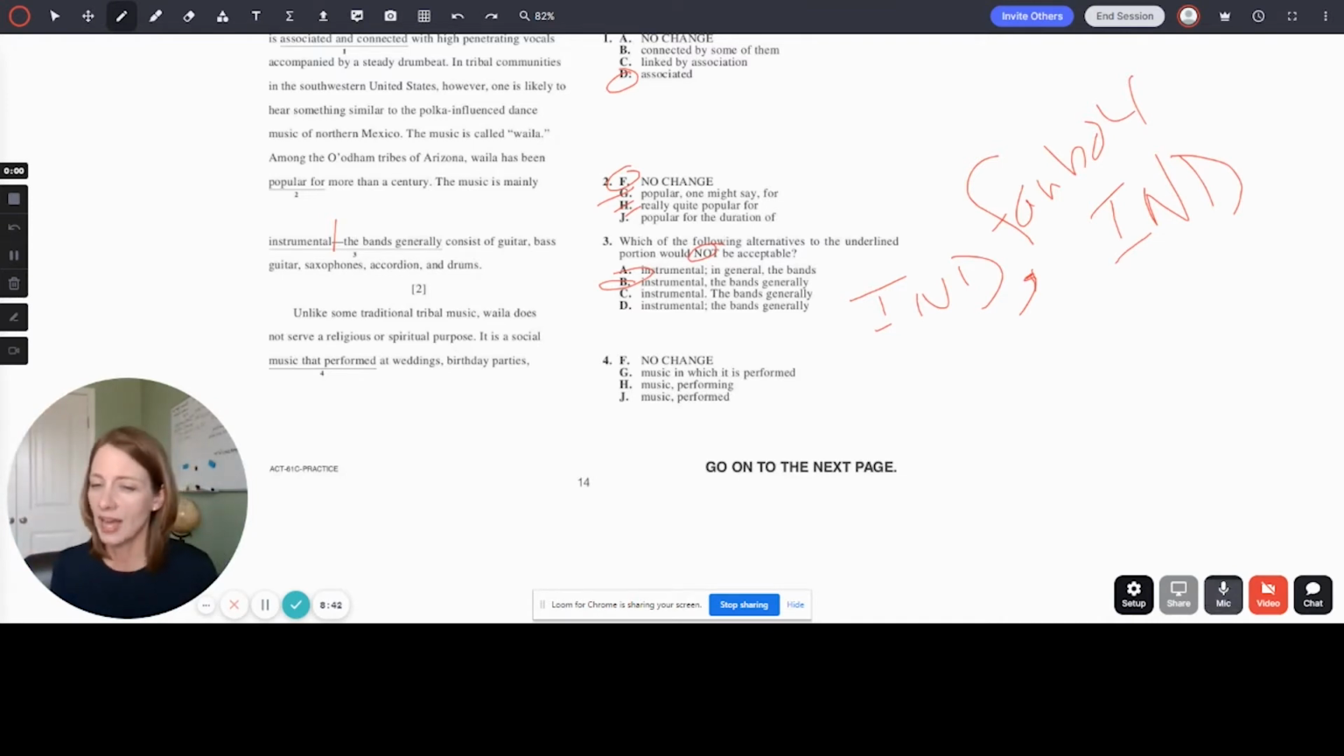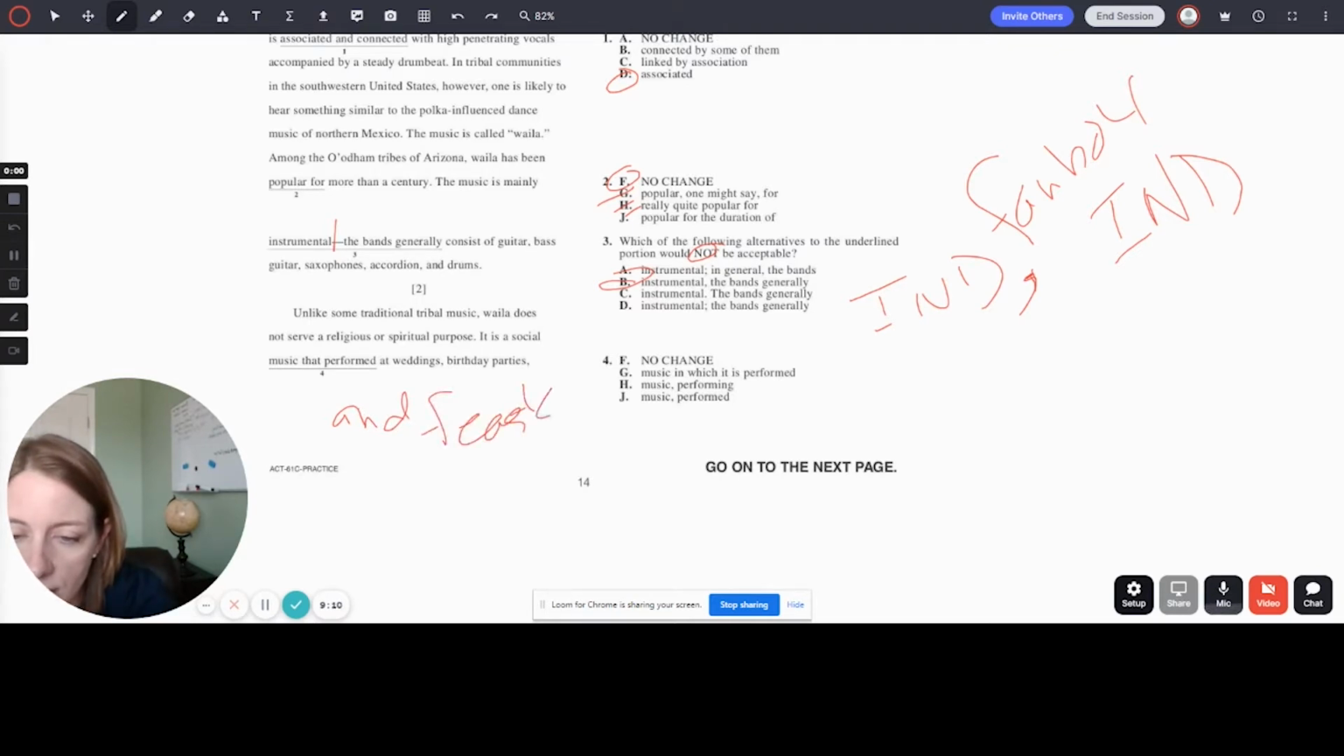Okay. Unlike some traditional tribal music, Wali does not serve a religious or spiritual purpose. It is a social music that performed at weddings, birthday parties. You're moving to the next page, and I don't like that. Okay. I've got my paper copy here. And we're just going to put "and feasts." That's what we're missing on the next page. So just pretend that that's there. And feasts. Yep.